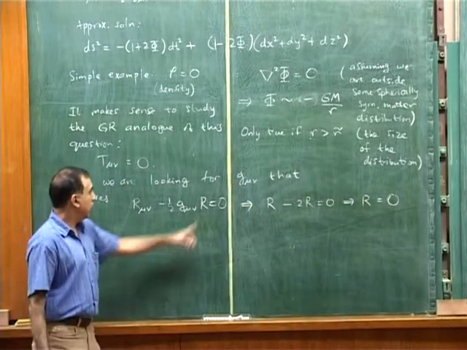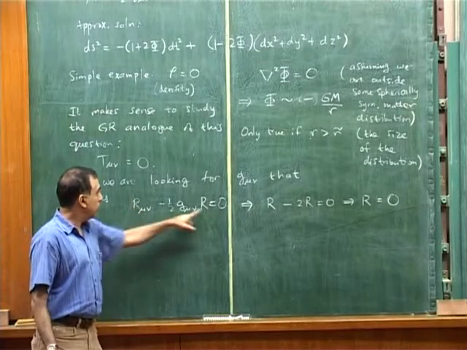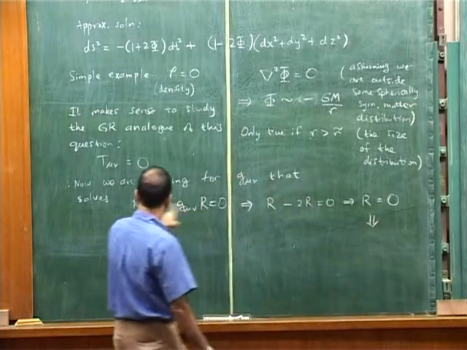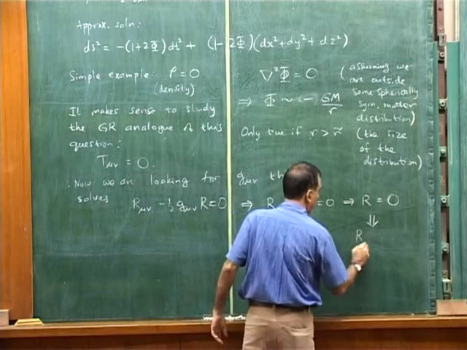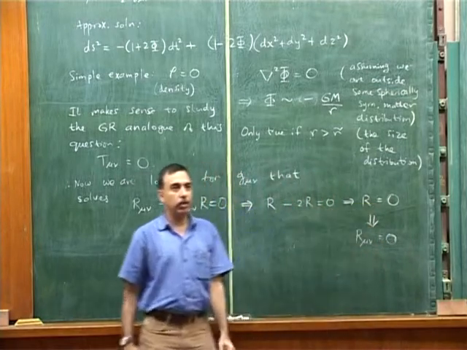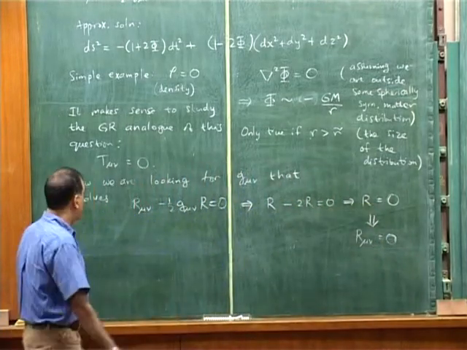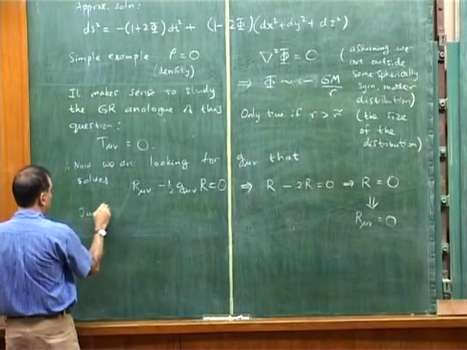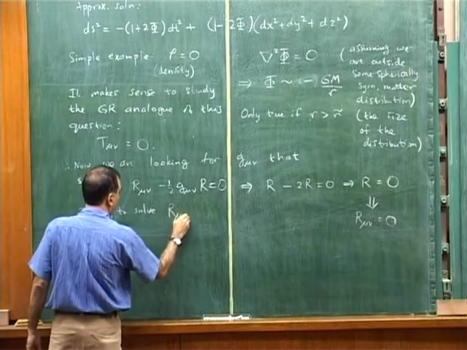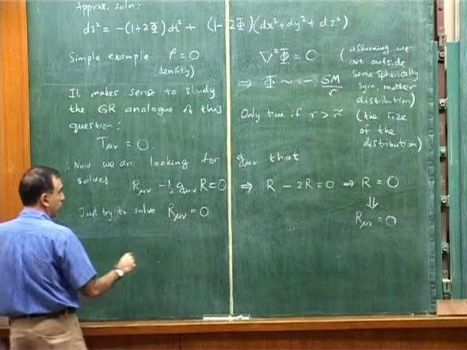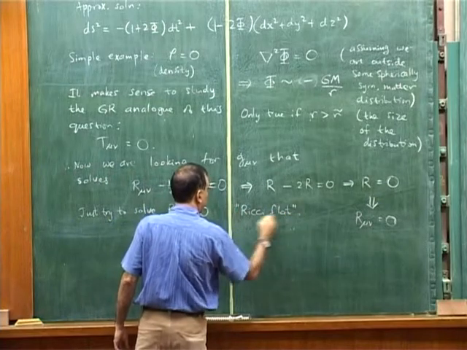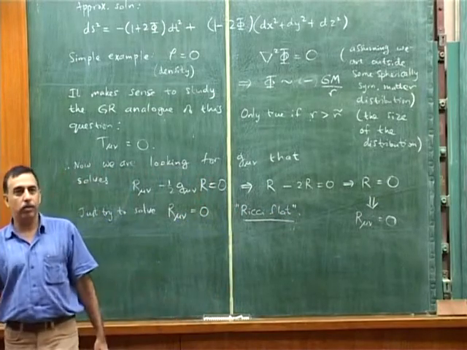R is the Ricci scalar. That tells me that if this equation is true, this is true. This in turn tells me, plugging it back into this equation, that R_{μν} must be 0. And of course, if R_{μν} is 0, then R is certainly 0. So therefore, I can just try to solve the simpler equation. A manifold which has R_{μν} equals 0 goes by the name of Ricci flat. The Ricci tensor is 0, so it's called Ricci flat.